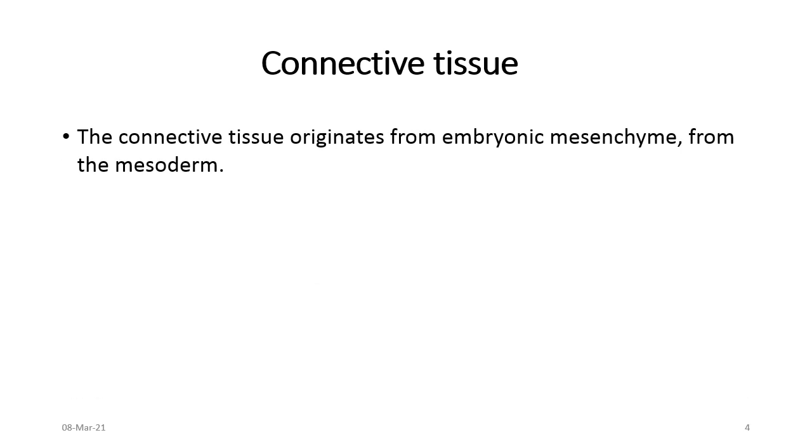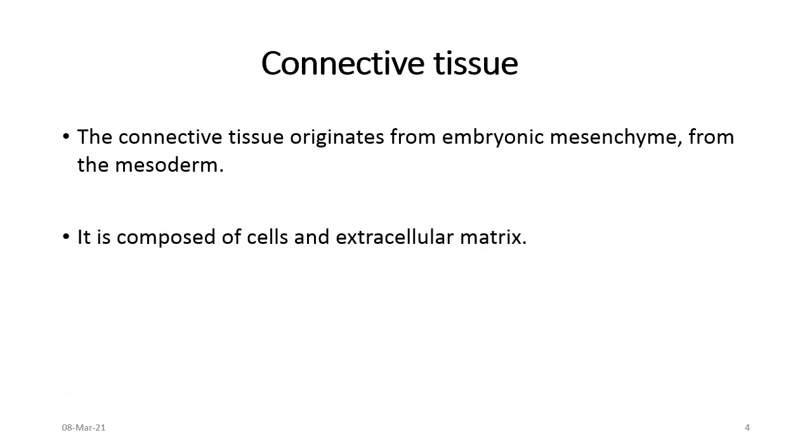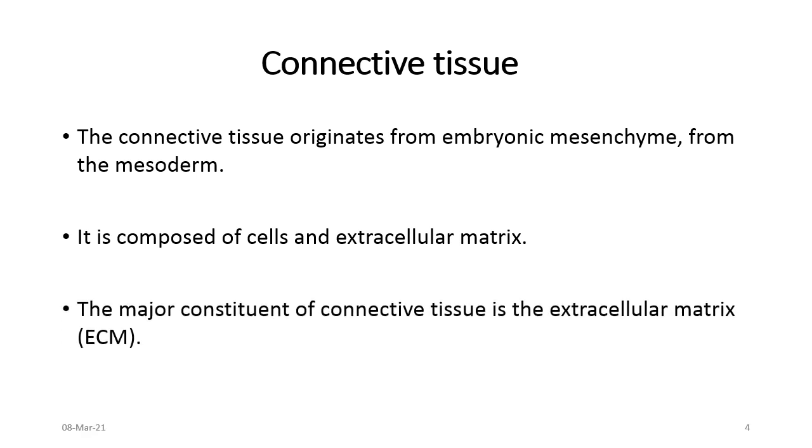Connective tissue originates from embryonic mesenchyme from the mesoderm, the middle layer of the embryonic disc. It's composed of cells and extracellular matrix, and the major constituent of the connective tissue is the extracellular matrix, اختصارها ECM.